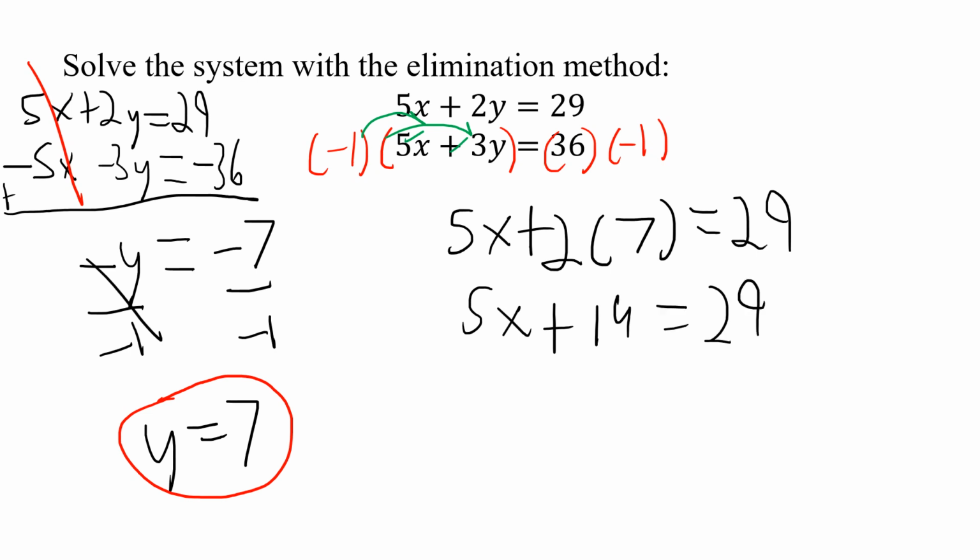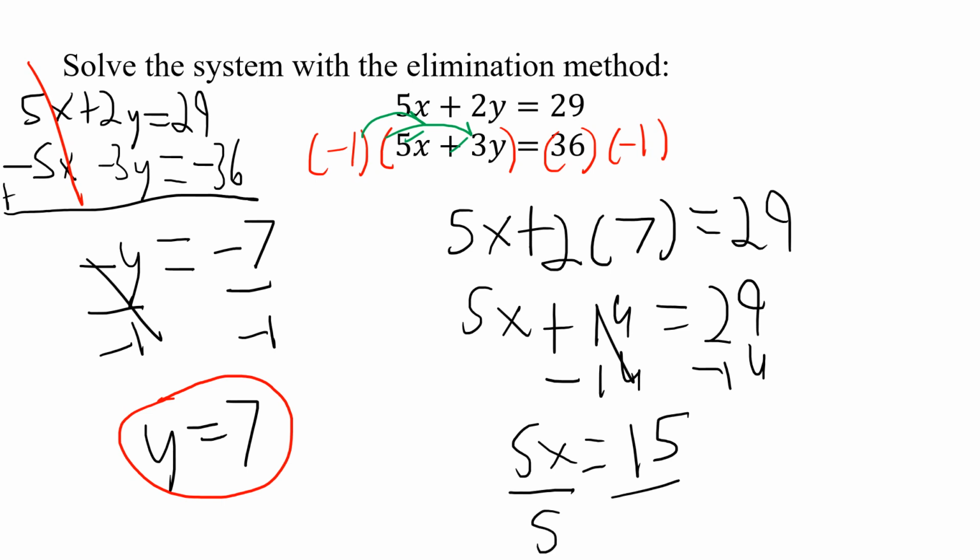And then we need to get that x by itself, so let's take away 14. And we're left with 5x equals 29 minus 14, which is just 15. And you can use your calculator if you're in doubt for that. And then we've got to divide both sides by 5 to get that x by itself. And we get that x equals 3. 15 divided by 5 is 3. So we have an x is 3 and a y is 7.